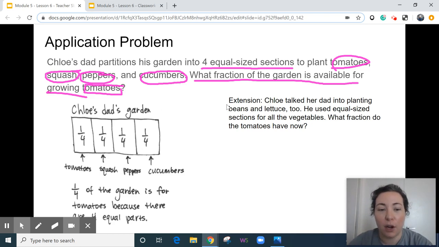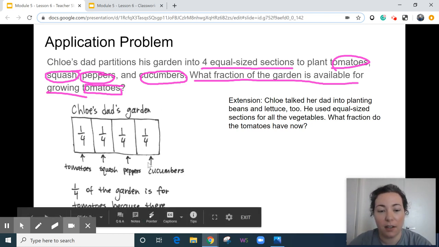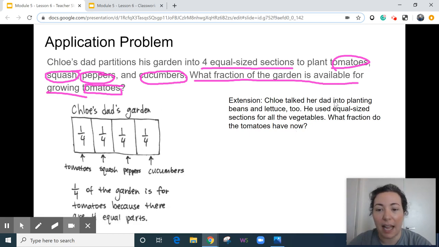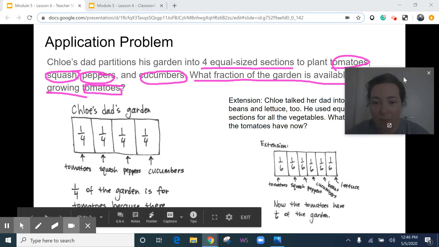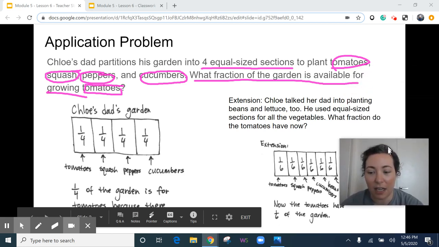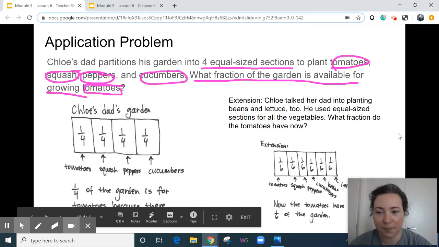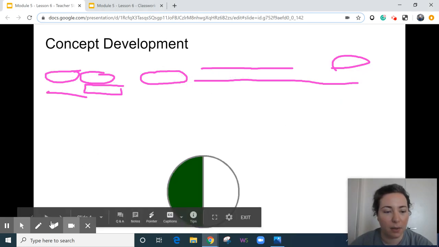Okay, so if originally there were 4 different vegetables, tomatoes, squash, peppers, and cucumbers, and now Chloe wants to grow beans and lettuce too, there are now 6 vegetables in the garden. So now the tomatoes have 1/6 of the garden because now there are 6 different kinds of vegetables that each have an equal part in the garden.